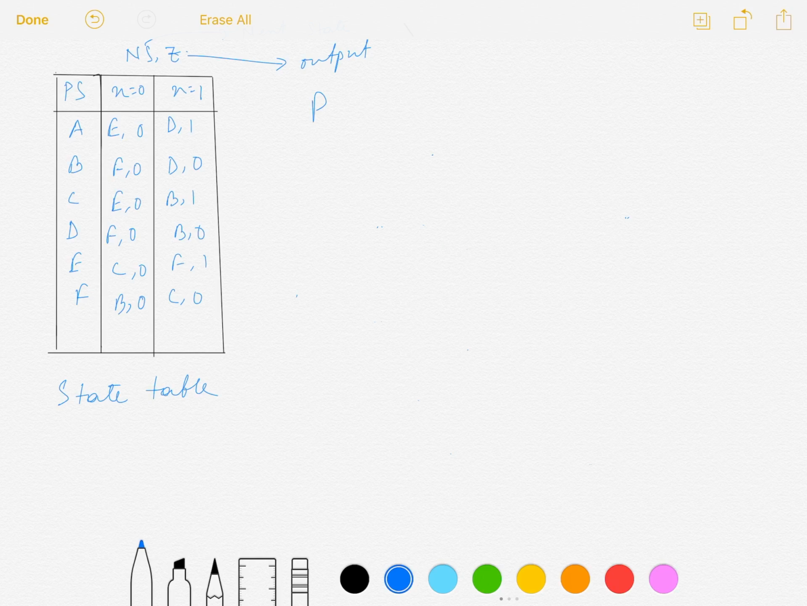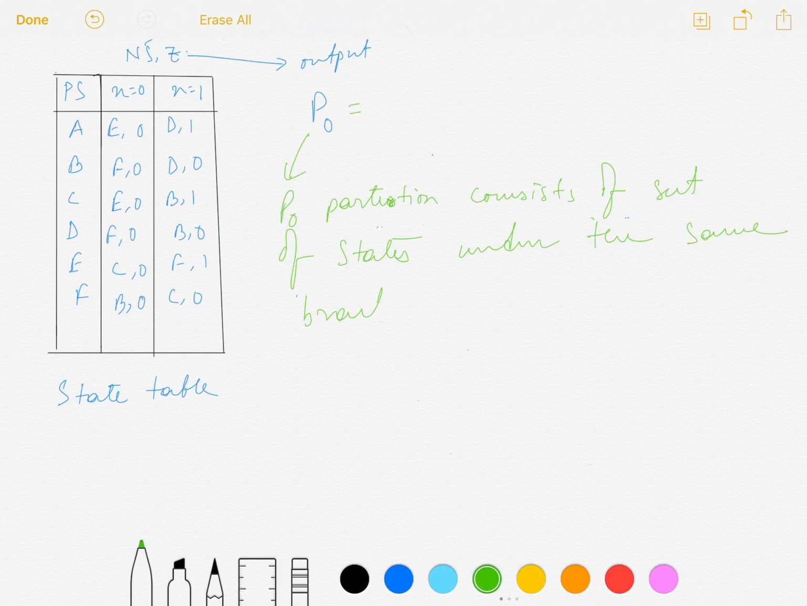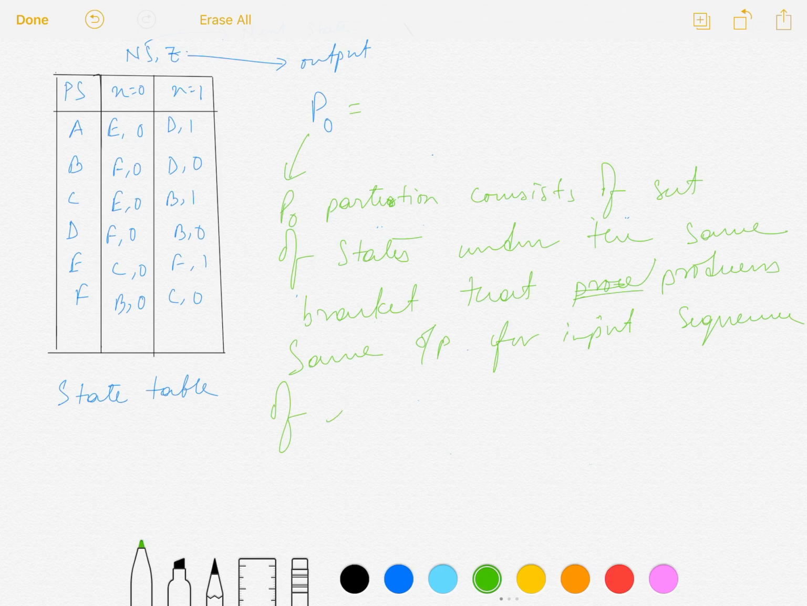Now, first we will consider a concept that is called P0 partition. What is P0 partition? P0 partition consists of a set of states under the same bracket that produces the same output for an input sequence of length 0. That means, if I give any input sequence that is of length 0, they will always produce the same output.